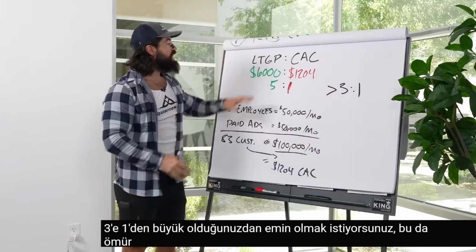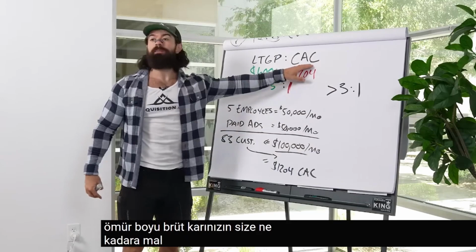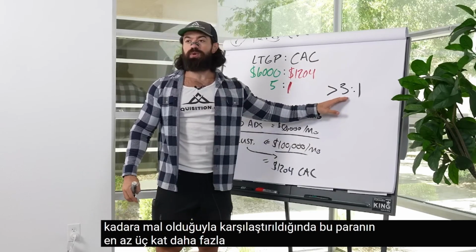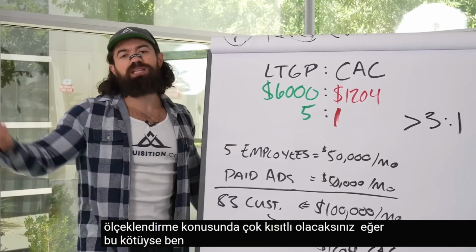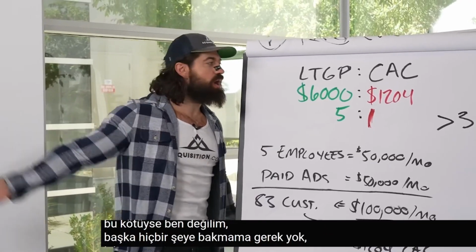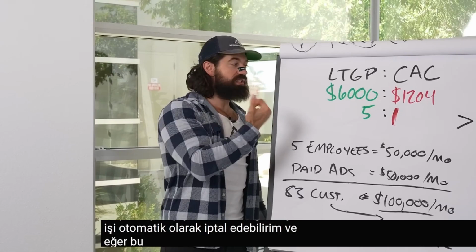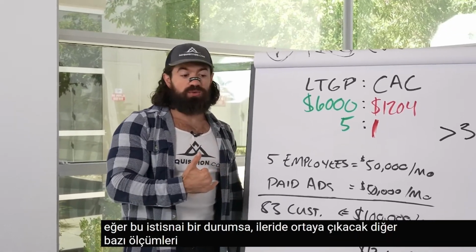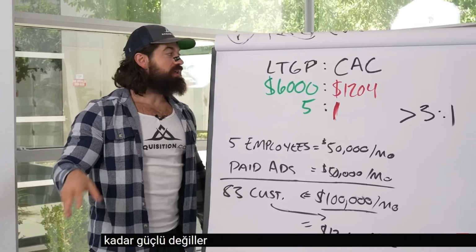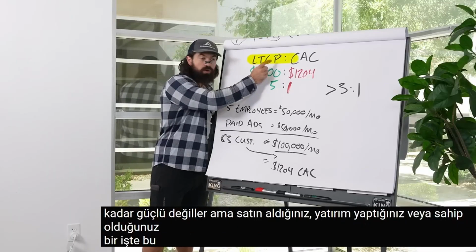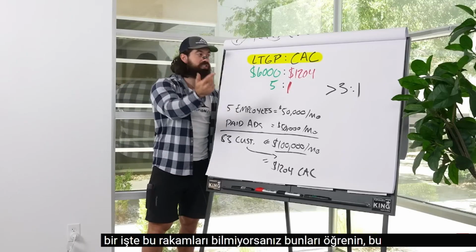Meaning your lifetime gross profit compared to how much it costs you to make that money is at least 3 times greater. Otherwise, you'll be too constrained to scale. If this is bad, I don't need to look at anything else. I can just automatically toss the business out. And if this is exceptional, I might be willing to overlook or forgive some other metrics coming down the line that aren't as strong.